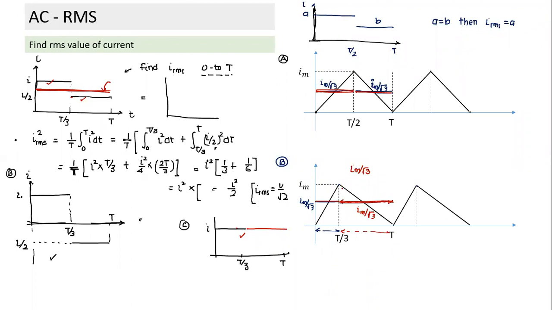What will this value be equal to? Peak divided by root 2, the peak divided by root 3. So this also is Im by root 3. This also Im by root 3. What is the total duration? Im by root 3. Is it clear now?